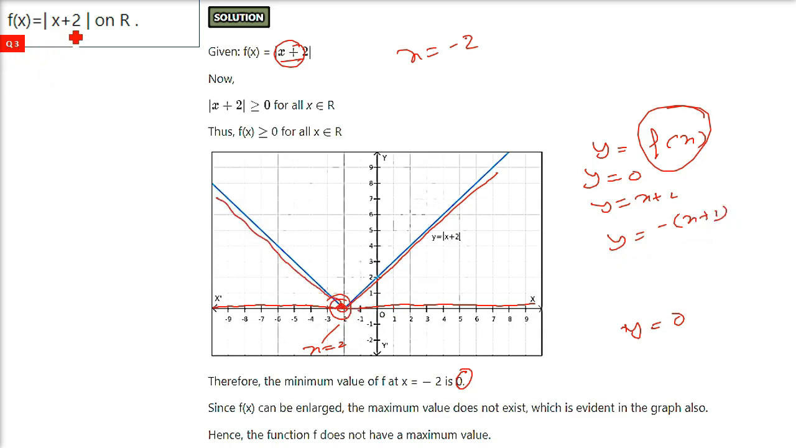So the line y equals x plus 2 is on the right. Y equals negative x plus 2 is on the left.